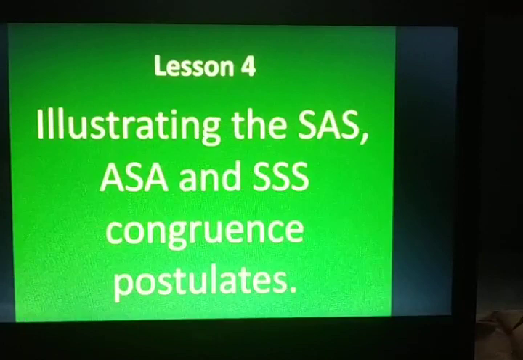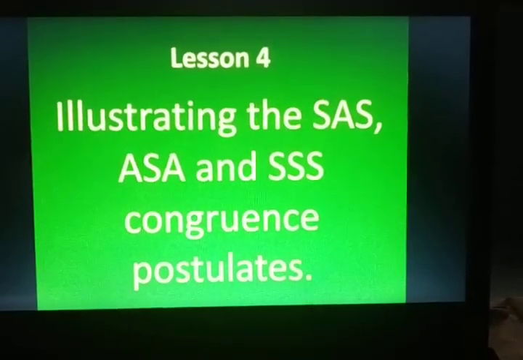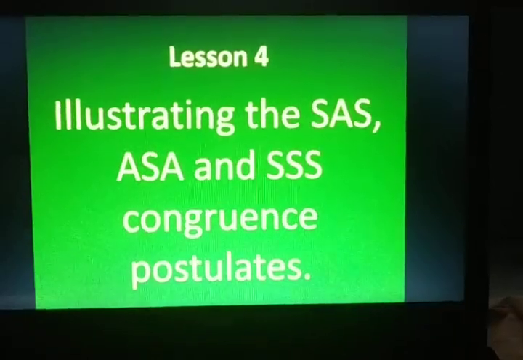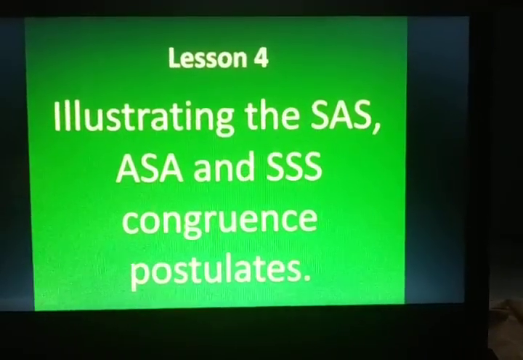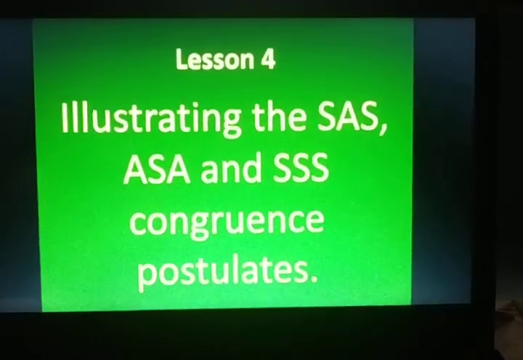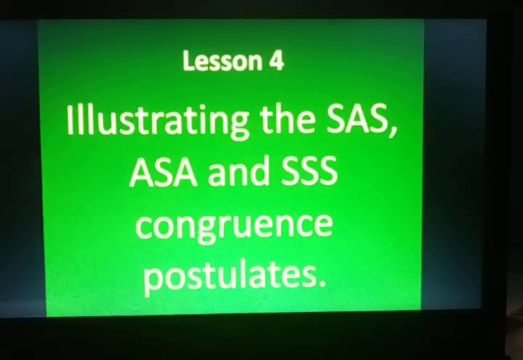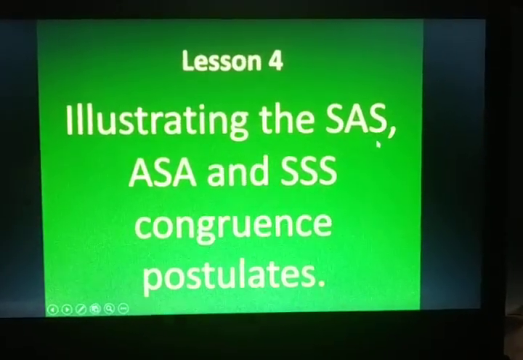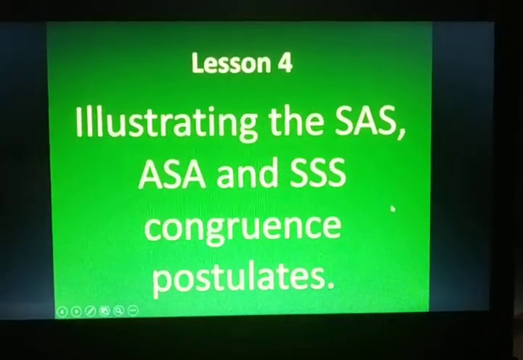Tatlo ka postulates that even if tatlo lang ka markings ang gin-pakita, they are congruent already. The triangles given are congruent already. These postulates were given by the mathematicians, and so let us illustrate them one by one. First, we have SAS, ASA, and SSS. Mga capital letters na sila, kaya may meaning na. Sige, let's have examples for you to understand.